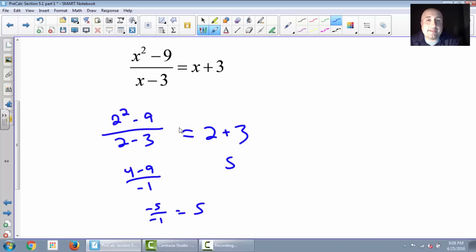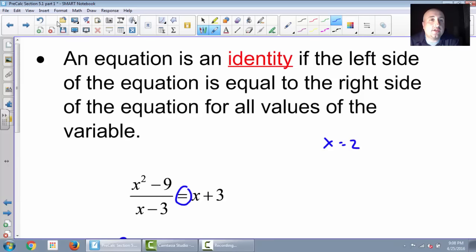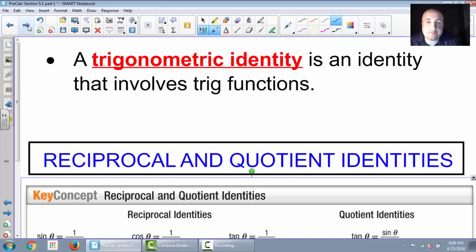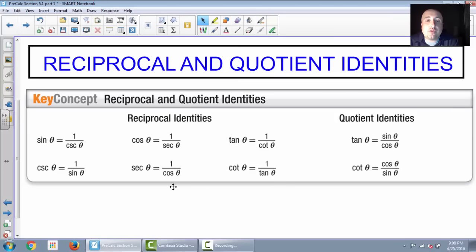So this is an identity because no matter what numbers I plug in, the left side and the right side are equal to each other. So that's the definition of an identity. Now, what is a trig identity? The only difference is a trig identity is an identity that involves trig functions. So we have a bunch of trig identities here. We're going to separate these in pieces.